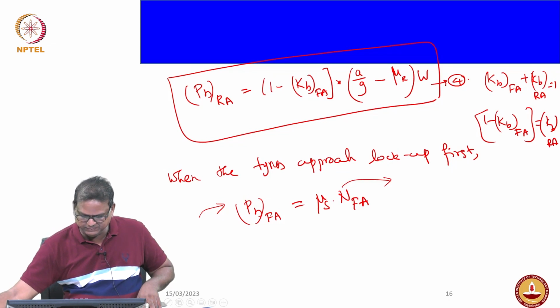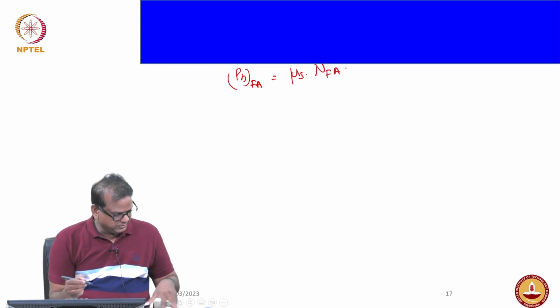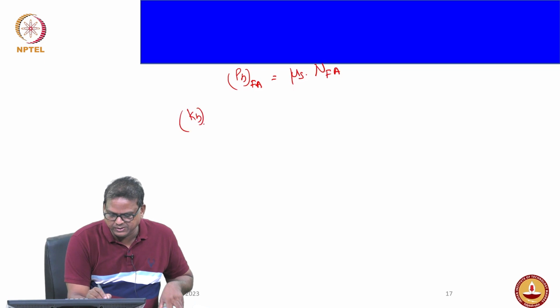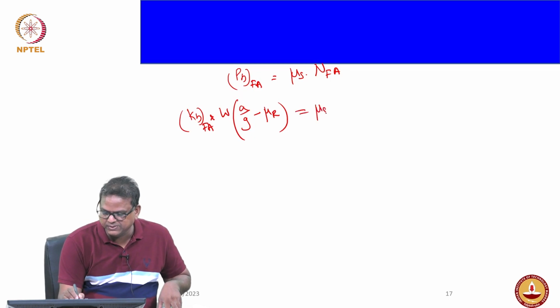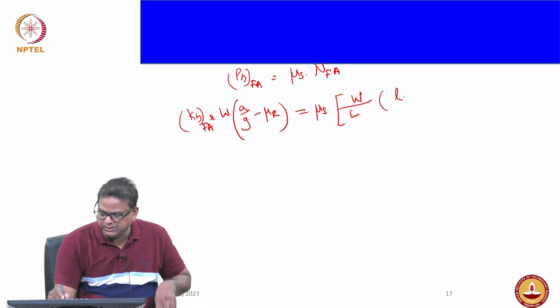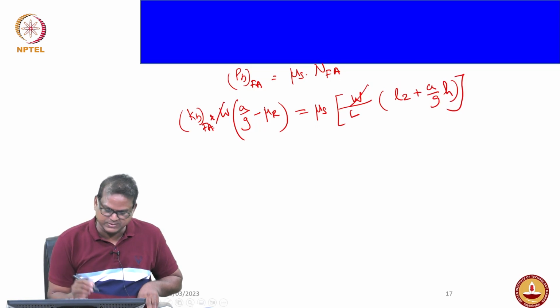Maybe I will move to the next slide. It will be much better. F_A equal to mu_s N_FA. This is supposed to happen. So I know this should be K_BF, A by G mu R, must be equal to mu_s divided by L, L2 plus A by G H. This is what happened. So I will cancel out W, that's already done.